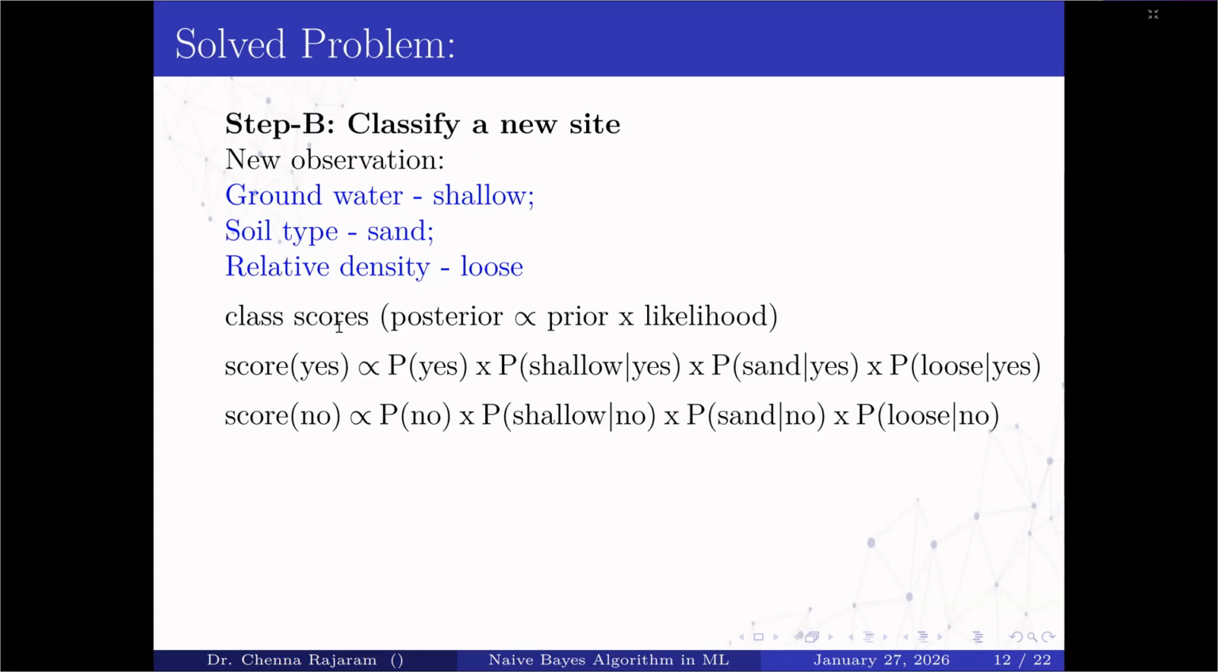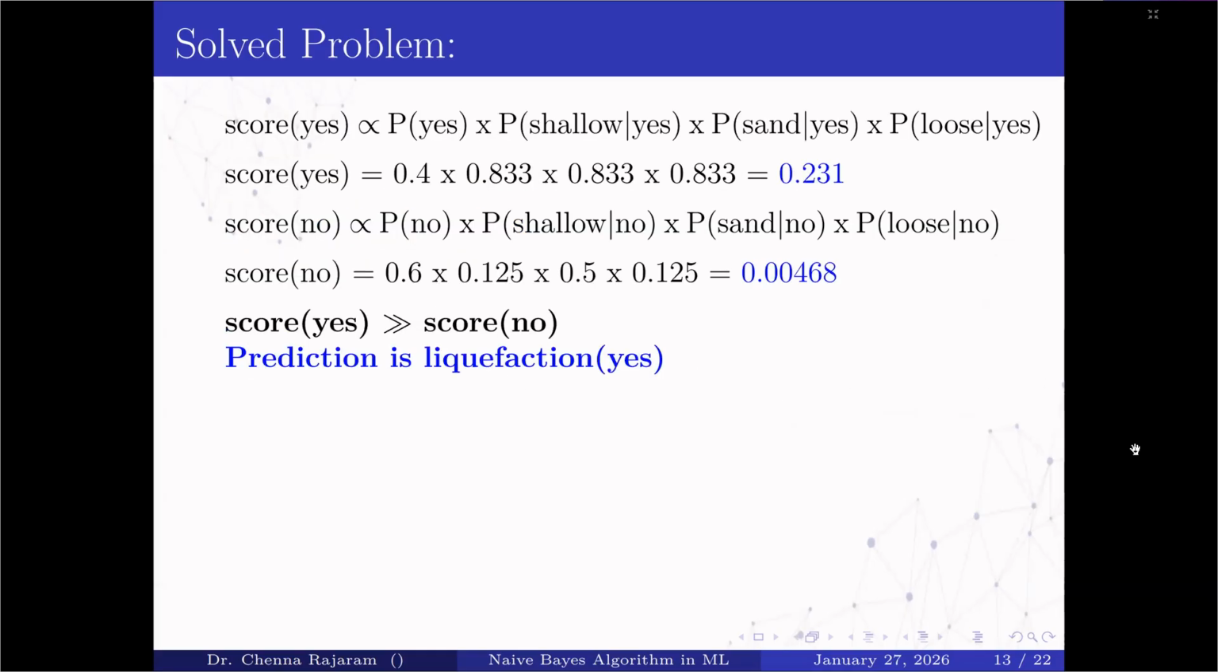For that, we need to estimate the score for S and the score for no. The equation is given here. The score of S is directly proportional to the probability of S multiplied by the probability of shallow given S, multiplied by the probability of sand given S, multiplied by the probability of loose given S. Similarly for the no classification also.